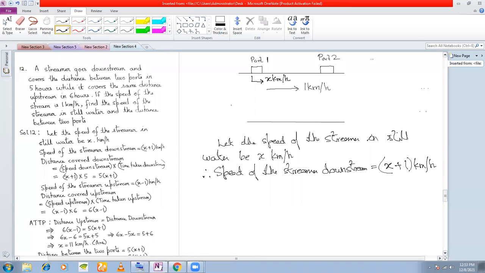Yes. And what is the time taken to cover the distance downstream? It is 5 hours. Time to cover the distance downstream is equal to 5 hours, right? So what should be the distance between the ports?